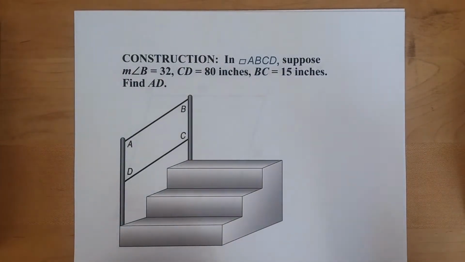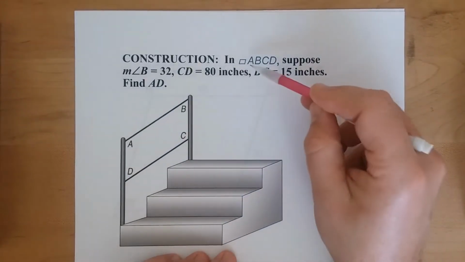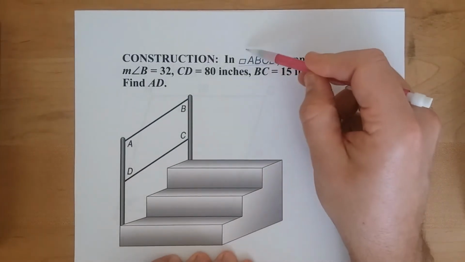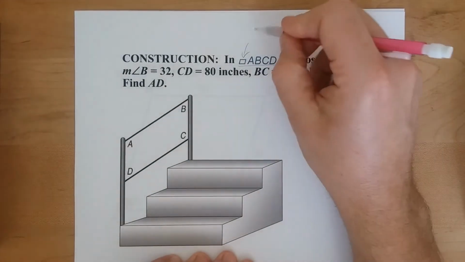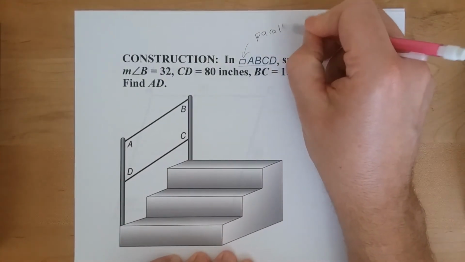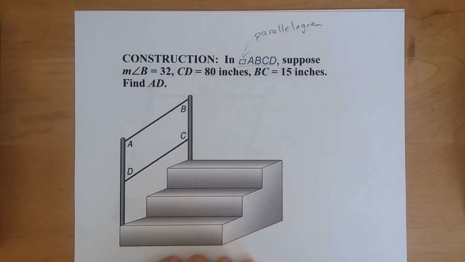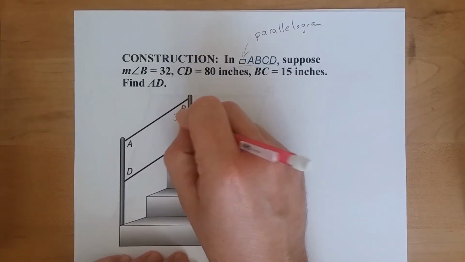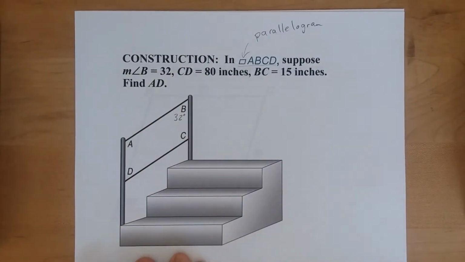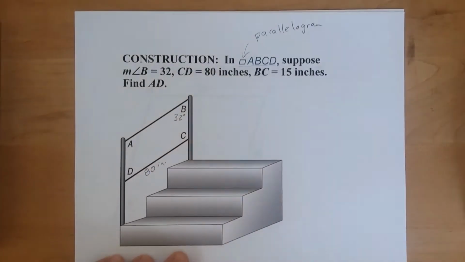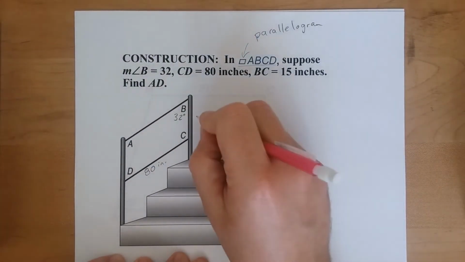Here in parallelogram ABCD, make note when you see this in the text or in a problem, that symbol right there means parallelogram. And in parallelogram ABCD, suppose that the measure of angle B is 32. I'm going to go ahead and label that 32 degrees. And CD is 80 inches. And BC is 15 inches.